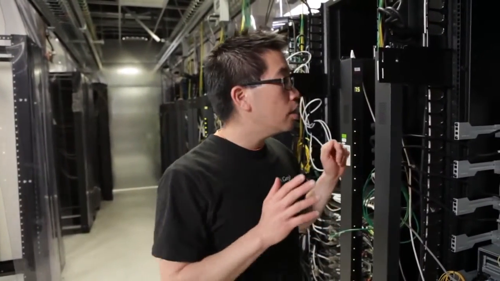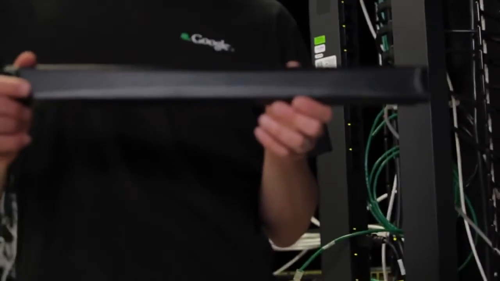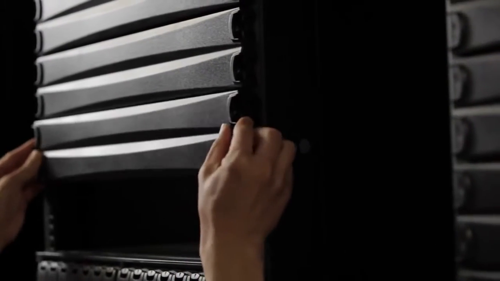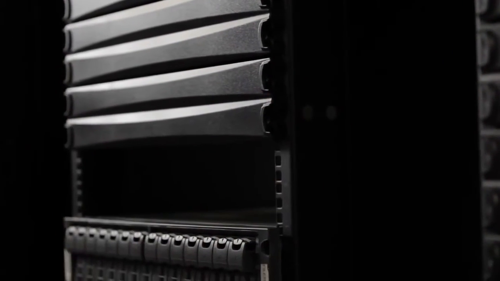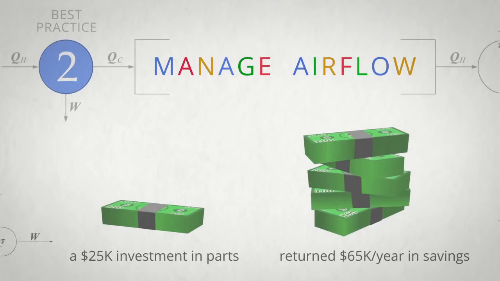A very important step is to seal the rack space where you don't quite have all of your equipment populated. And it's very easy to do with these blanking panels. It's almost like weatherizing your house to make sure that you've got a nice, tight environment. All told, we spent about $25,000 in parts, and those $25,000 saved us over $65,000 in energy costs yearly.